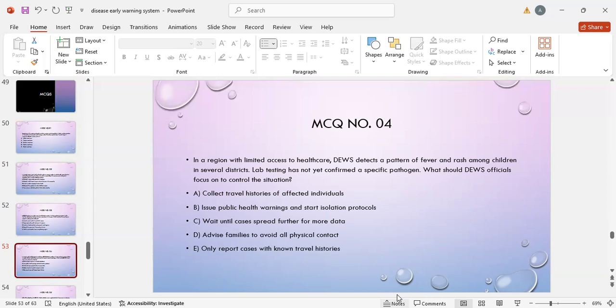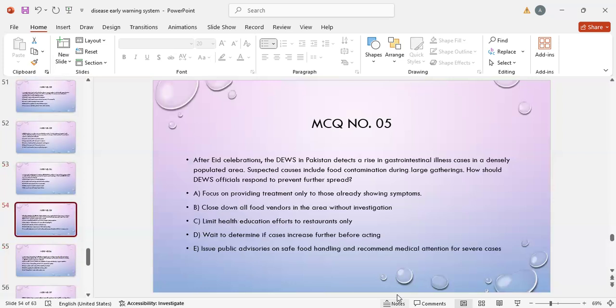Option A, collect the travel history of the affected individuals. Option B is issue public health warning and start isolation protocol. Option C, wait until cases spread further for more data. Option D, advise families to avoid all physical contact. Option E, only report cases that have non-travel histories. Answer is option B, issue public health warning and start isolation protocol.